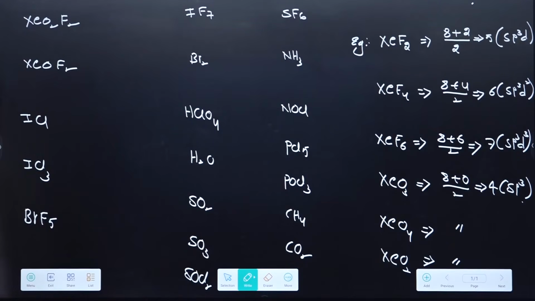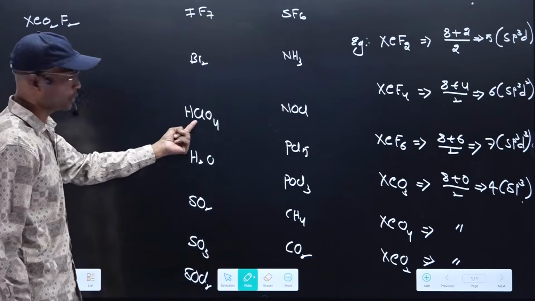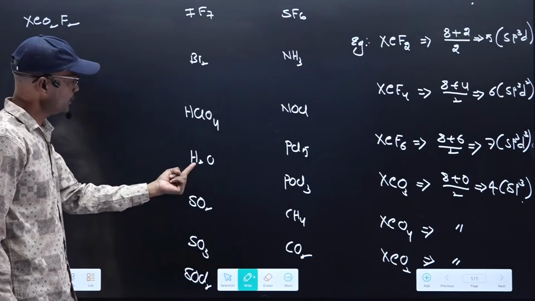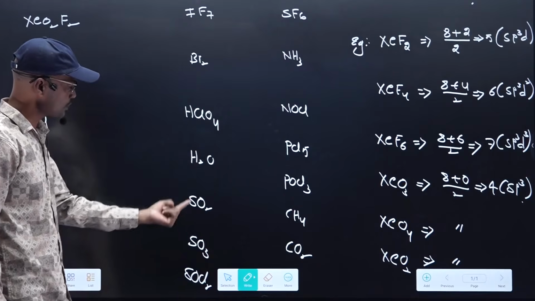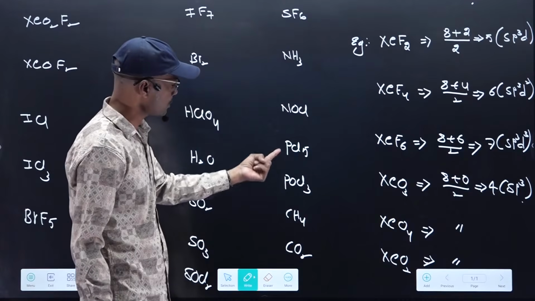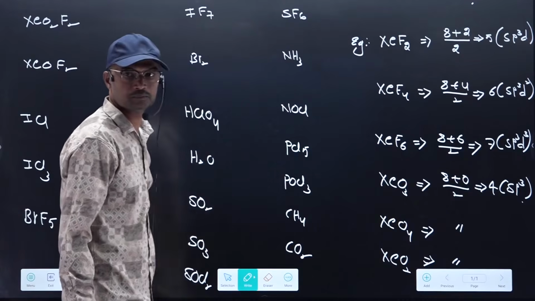This you take as homework. First write down the molecules, work out later. A few I will explain directly. The concept is the same: identify which element is the central element. Which is the central element here? Xenon. Here iodine, bromine, iodine, bromine, chlorine. Chlorine we are calculating. Here oxygen, sulfur, nitrogen, phosphorus, carbon.